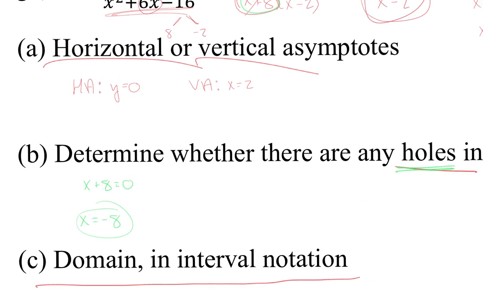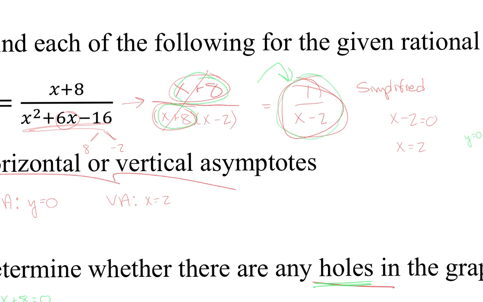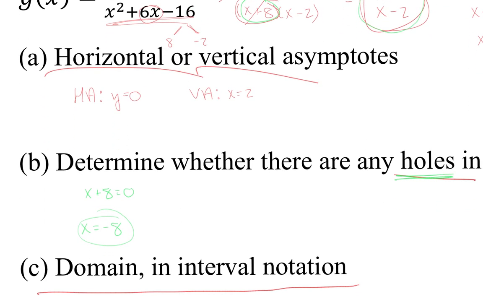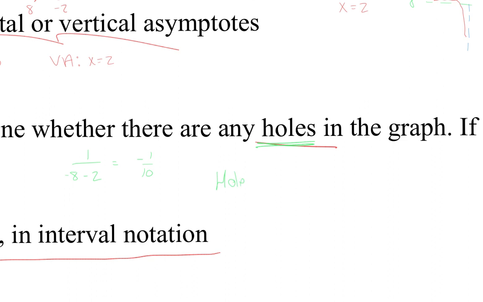In order to find that point, we'll plug it into the simplified version. So this up here. If I plug that into our function or our factored version, we would end up with a 0 over 0, and that doesn't work, right? So I will plug it into 1 over negative 8 minus 2, which should be negative 1/10, which means that there's a hole at negative 8, negative 1/10. Perfect.